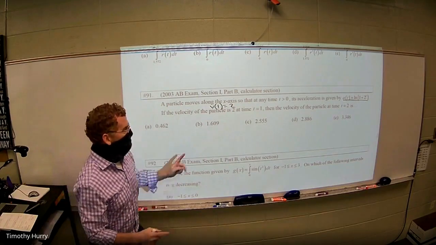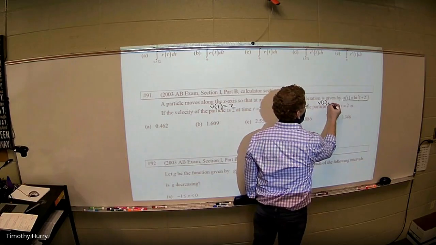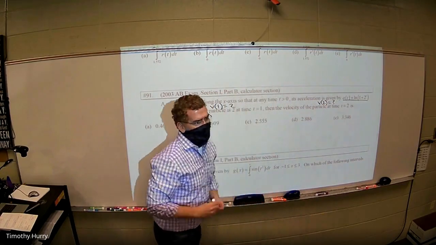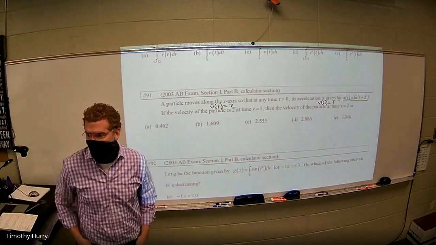Okay? Then it says the velocity at time 2 is what? So this is saying V of 2 is, I don't know. Now, let me ask you a question. How can you use acceleration and velocity together like this?